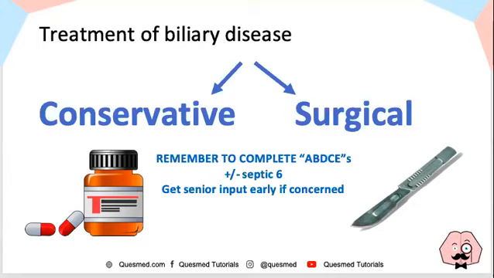You should always assess an unwell patient in an A to E manner, and for septic patients, you should aim to complete the septic 6 within the first hour. No matter what the underlying pathology, if you're ever concerned about one of your patients, it's really important to get senior input early.